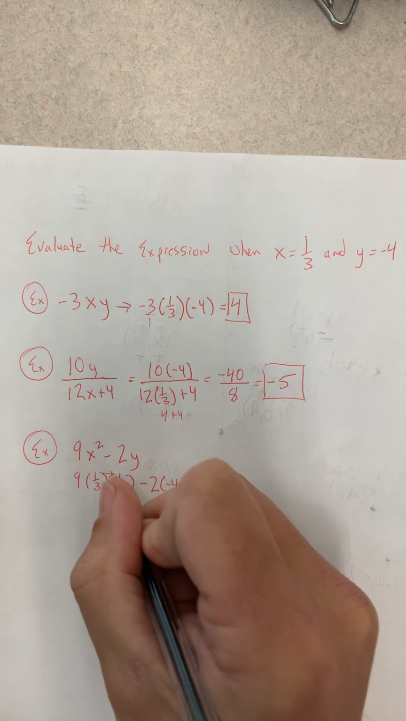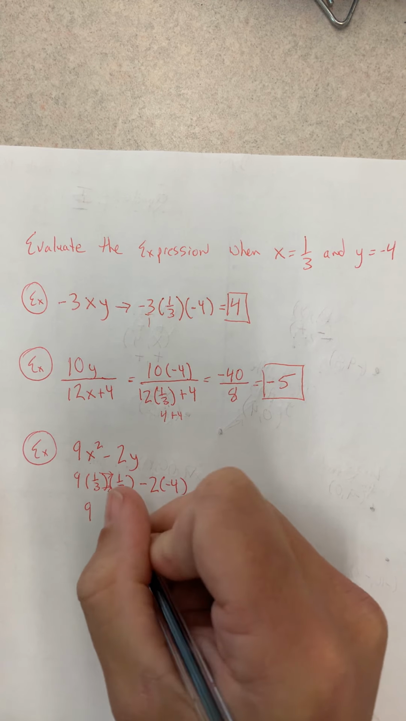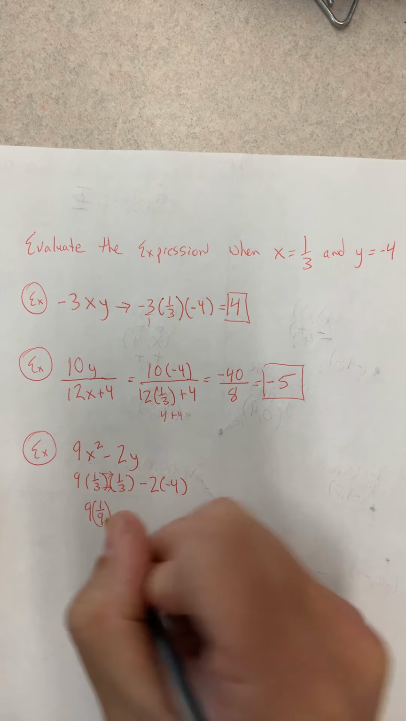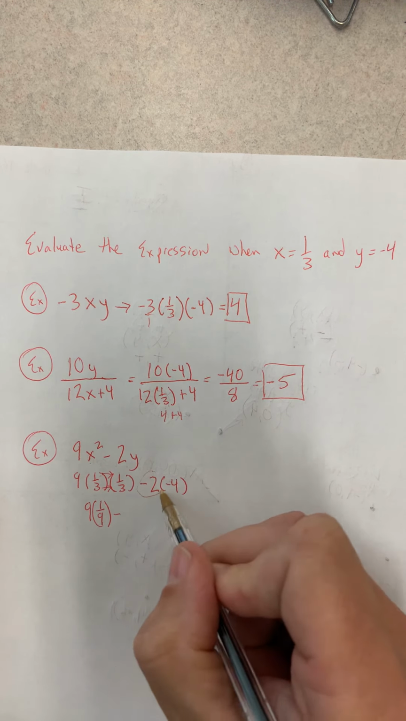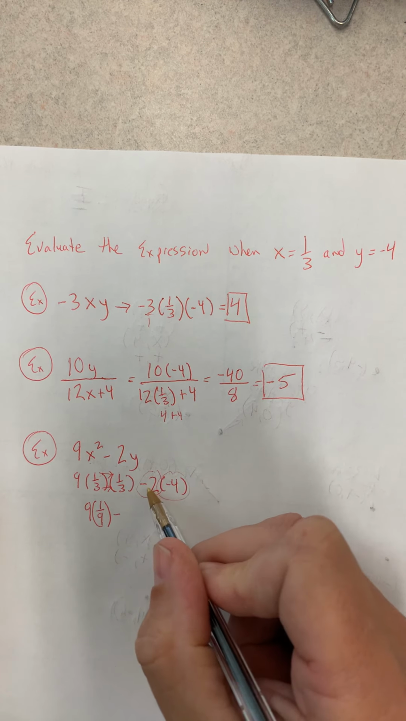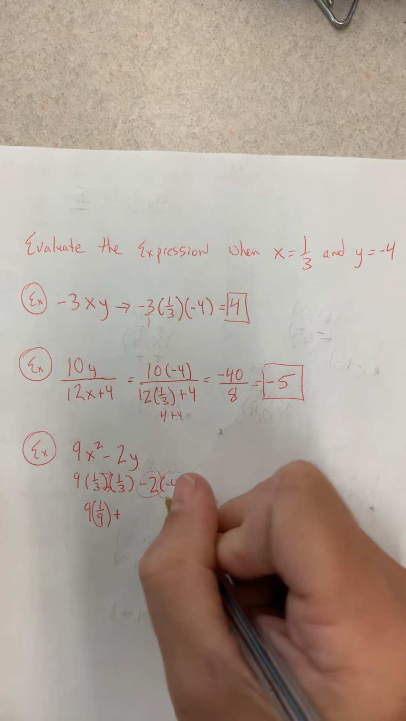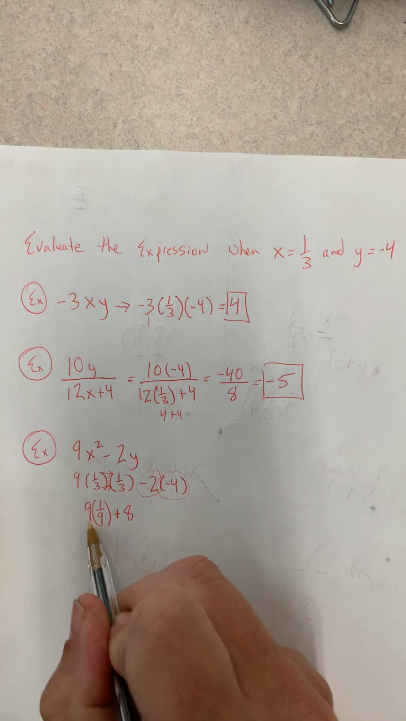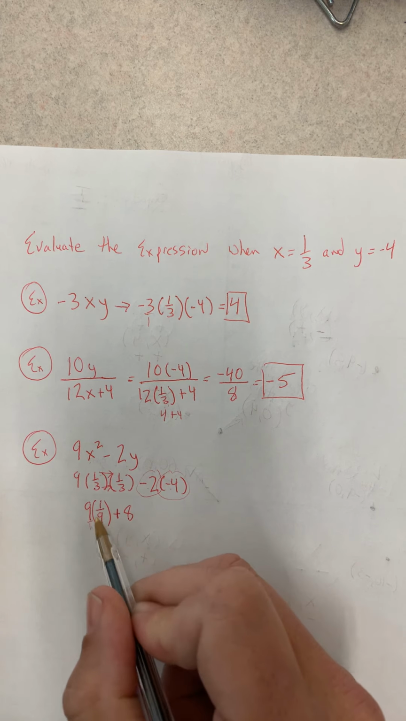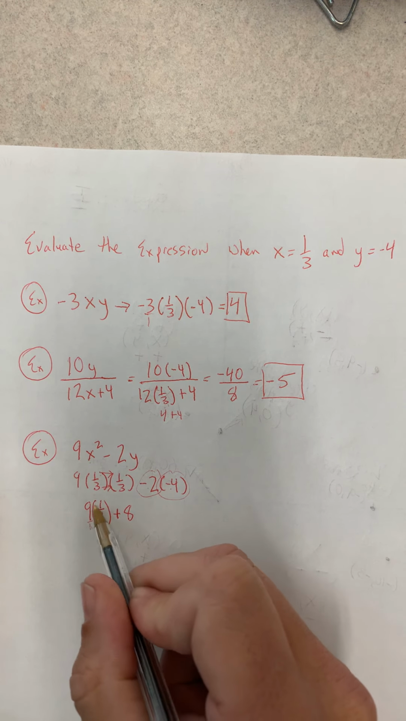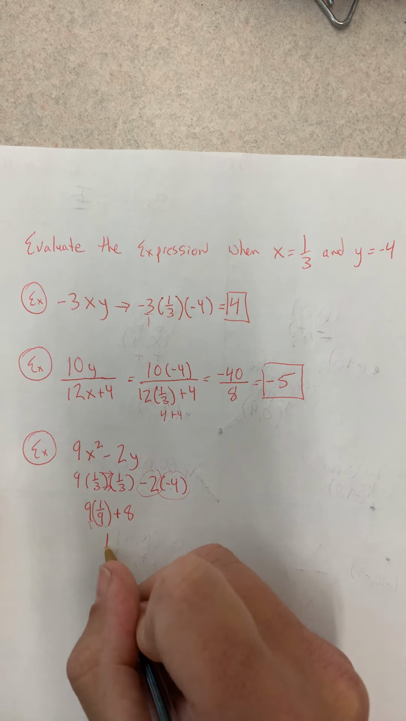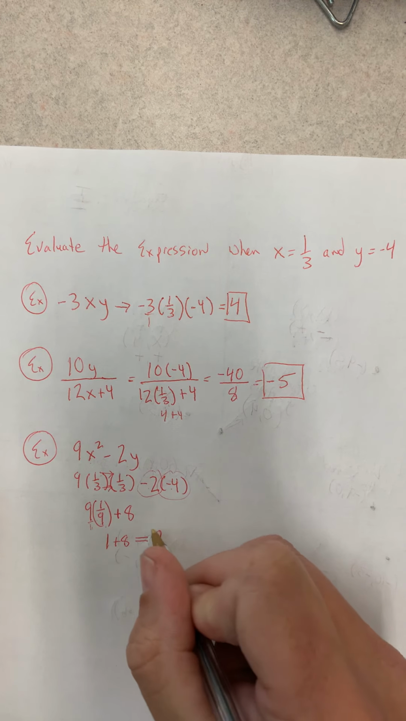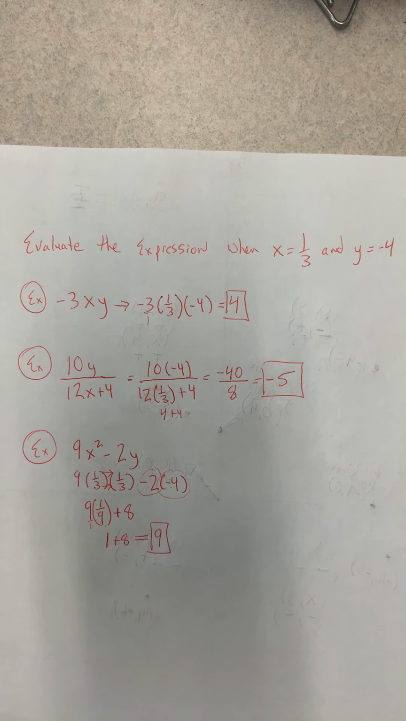Multiplying fractions straight across. You have 9 still. 1 times 1 is 1. 3 times 3 is 9. Minus, you have a minus minus. Negative times a negative would be a positive. 2 times 4 is 8. Hopefully you realize that this is 9 over 1, and these are reciprocals. This is 9 divided by 9, or I know when I multiply by the reciprocal, it gives me 1 plus 8 is equal to 9, and I'm done.